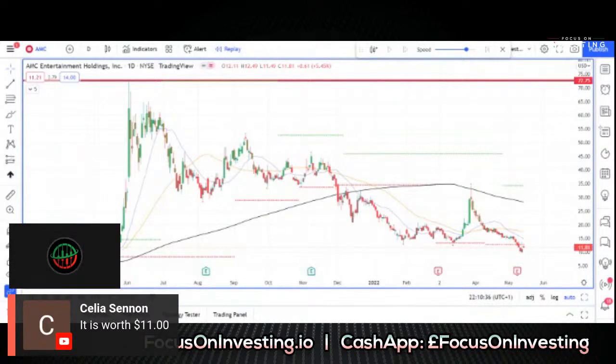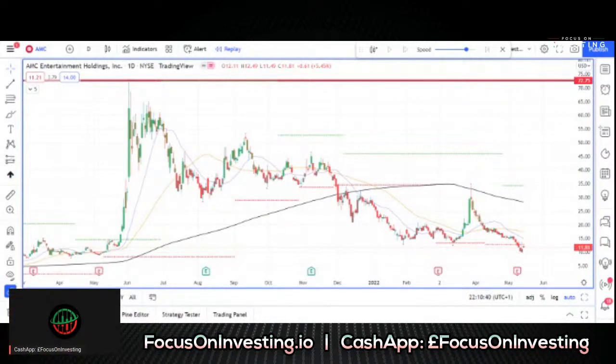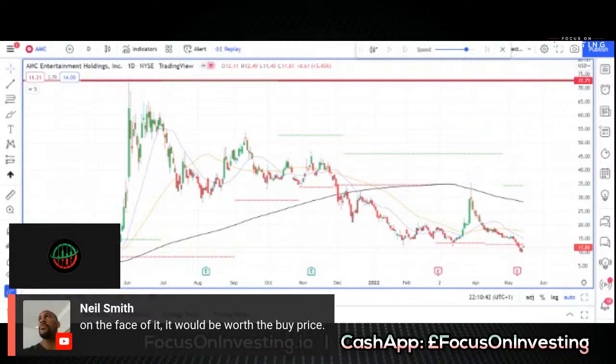Celia says it would be worth 11. Neil says, on the face of it, it would be worth the buy price. Right. It's worth whatever you can buy it for.